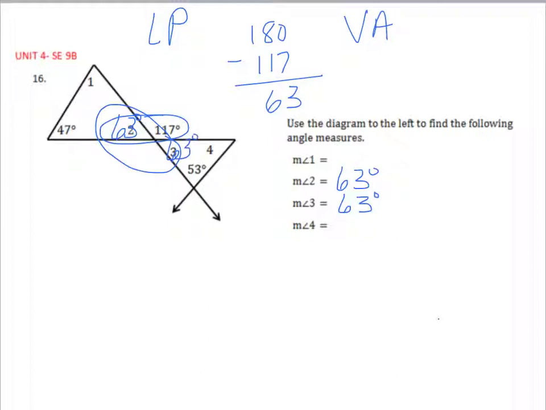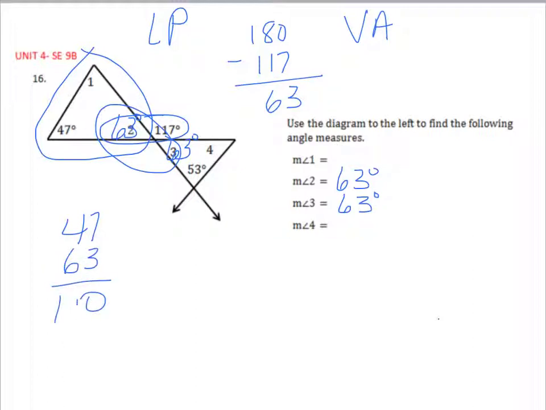Now, here we have two angles of a triangle, and we're missing one. We have a 47, a 63, and we're missing angle 1. So to find the missing angle, we add up the two angles. 47 plus 63 is 110. And we subtract from 180 because our triangle angles add up to 180. And we get 70. So angle 1 is 70 degrees.